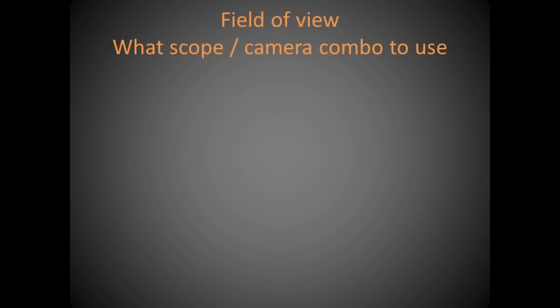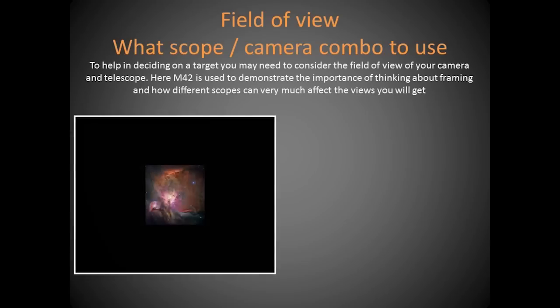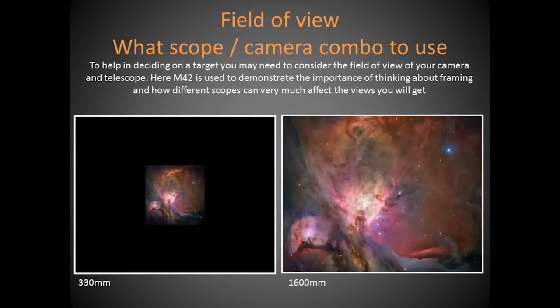So field of view: what kind of scope and what kind of camera combination to use? As I said, there are some targets that are big and some targets that are small. That sounds a bit blasé really, but it's very, very true. On the left-hand side, with my one scope at 330 millimeters, if I wanted to take a picture of Orion, that shows you how big the picture of Orion would be in the frame of my camera. That's the square.